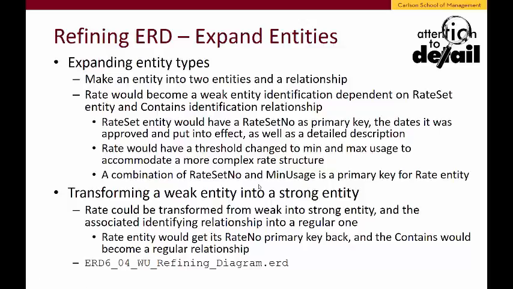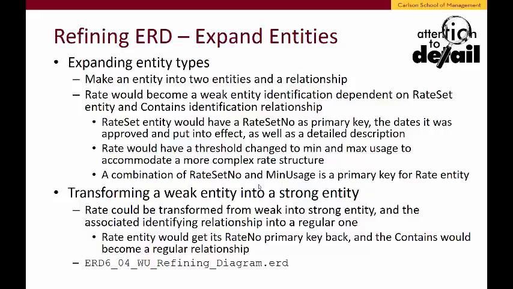So, what do we got next? The next two transformations are not as common, but are useful with weak entities in identification relationships because the rates are set independently of the individual customers by the state's water commission. It might be useful to have a rate set entity rather than just a rate entity that will allow us to capture some of that information on one hand and also define more complex rate structures.